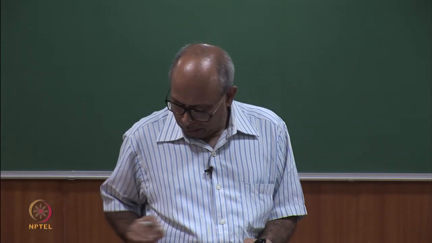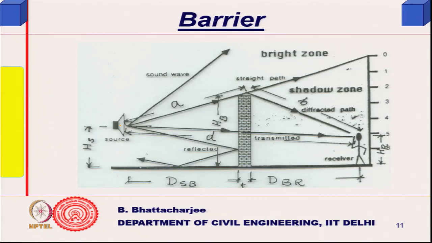If you look at this, this is your source and this is the receiver. Let me call the height of the source Hs from the ground, and the height of the receiver Hr. If there were no barrier, the sound would have gone straight like this. Even if there is a barrier, the direct sound will anyway pass, because it will be transmitted through this, but the diffracted sound path will be something like this, right.